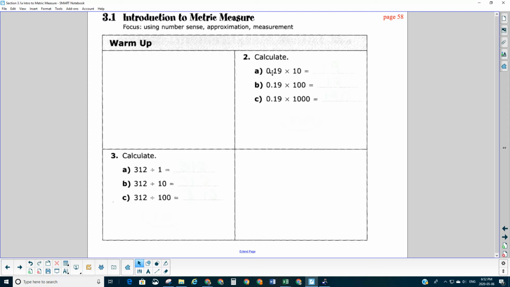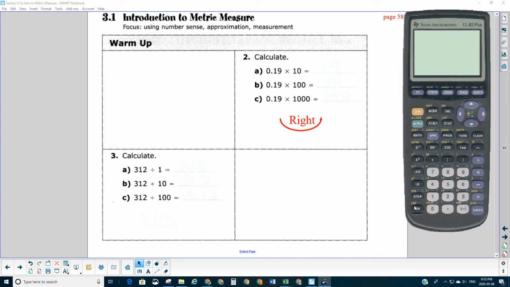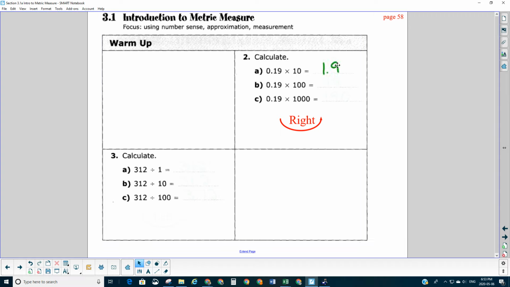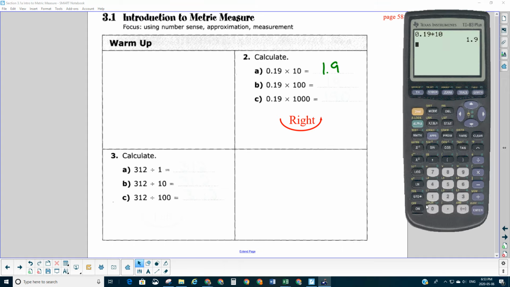So if you want to calculate 0.19 times 10, remember when you multiply by 10, you move the decimal place one place to the right. Let's check and see what that gets us. 0.19 times 10, and sure enough, it's what we expected. It moves one decimal place to the right, and we get 1.9. Now, if we're multiplying by 100, we're going to move two decimal places to the right. That's 10 times bigger. So let's double check that.